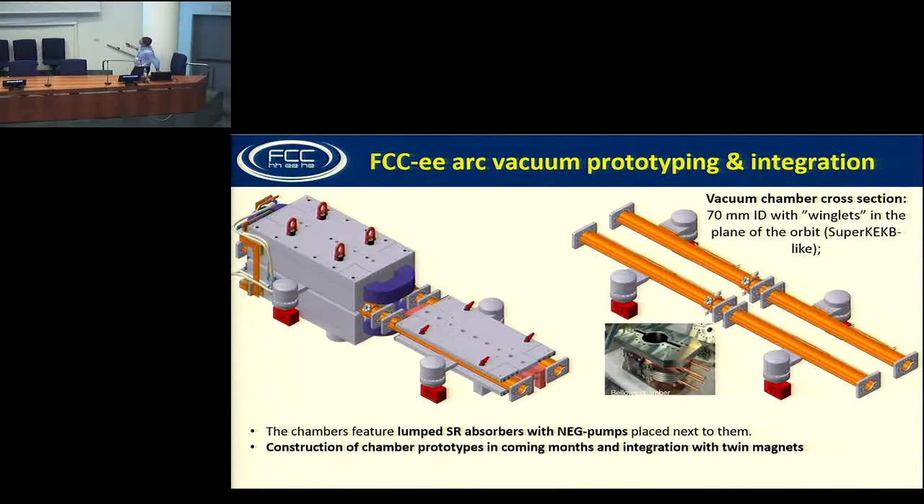And this one is FCC arc vacuum prototyping and integration. The chamber features the lamp, synchrotron radiation absorbers with NEG pumps, and the construction of the chamber prototype in the coming months, and the integration with the twin magnet. So this is a bellow for supporting the chamber.